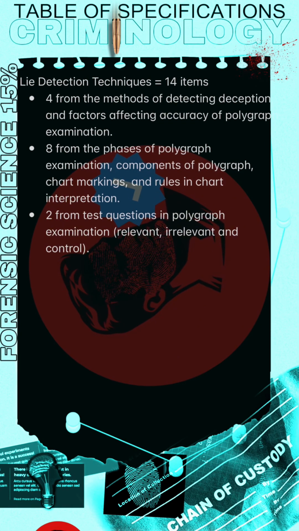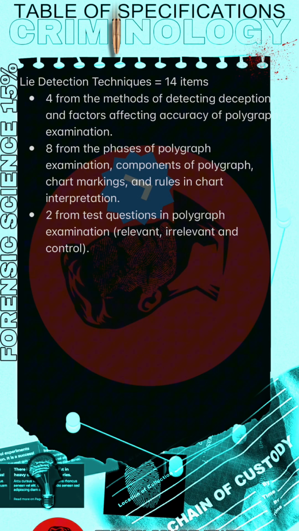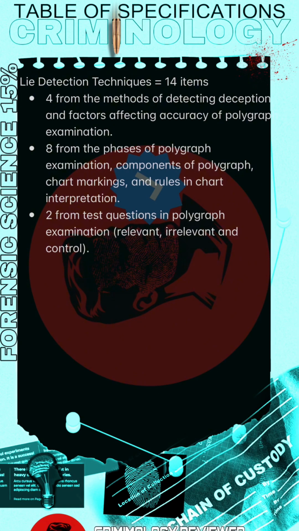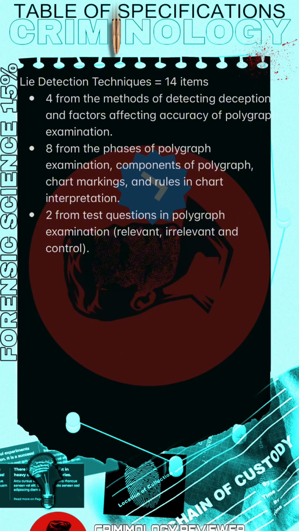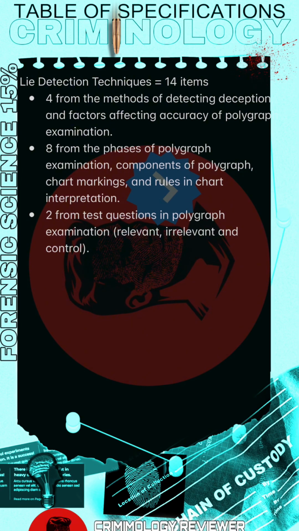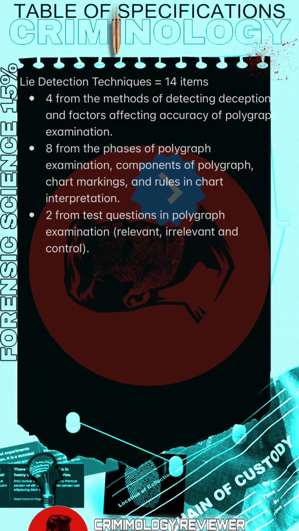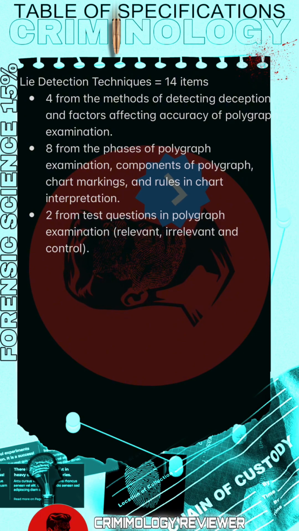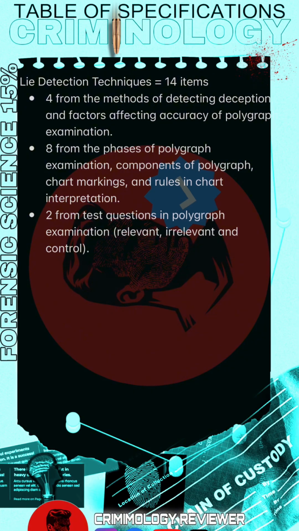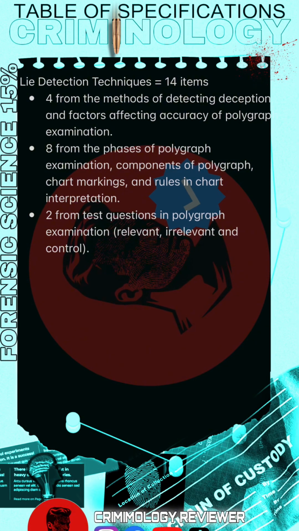Lie detection techniques have 14 items. 4 from the methods of detecting deception and factors affecting accuracy of polygraph examination. 8 from the phases of polygraph examination, components of polygraph, chart markings, and rules in chart interpretation. 2 from test questions in polygraph examination: relevant, irrelevant, and control.